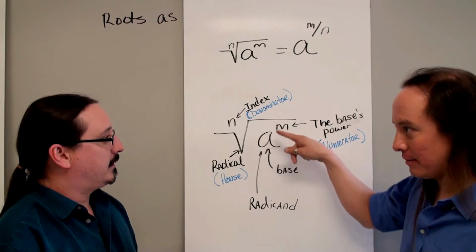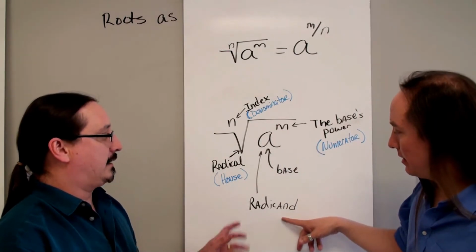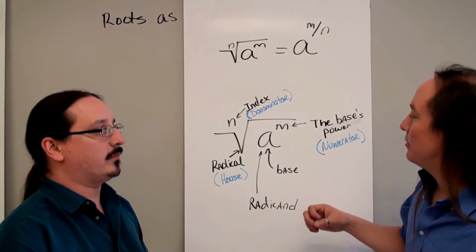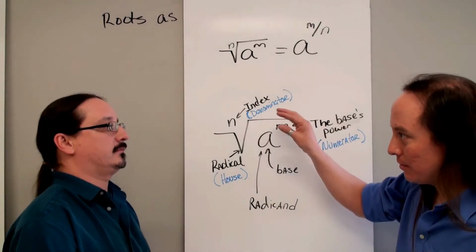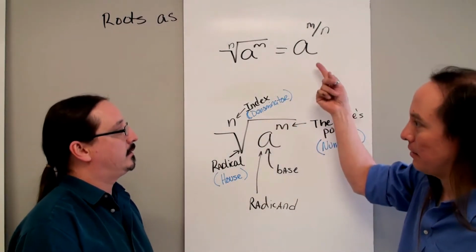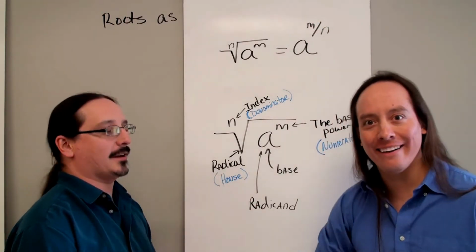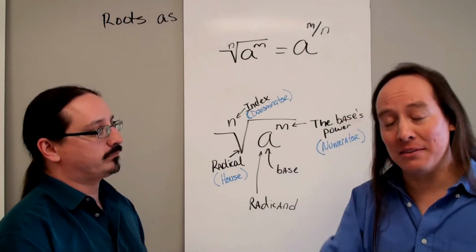I forgot to write this, I just did. So that base is called the radicand? It's called the radicand. It's the base. So it's underneath the house, it's called the radicand. When it's outside the house, it's called the base. Radical, radicand.